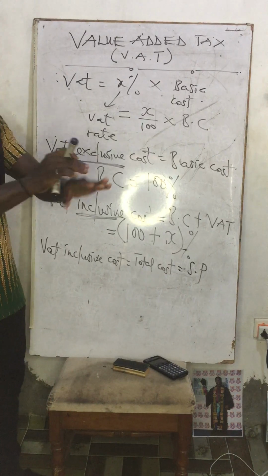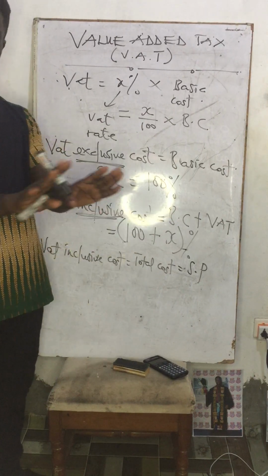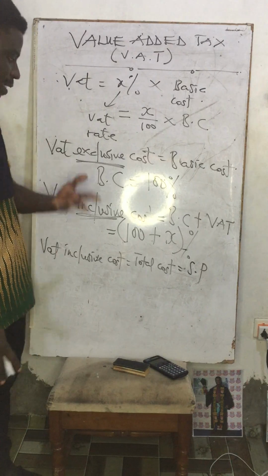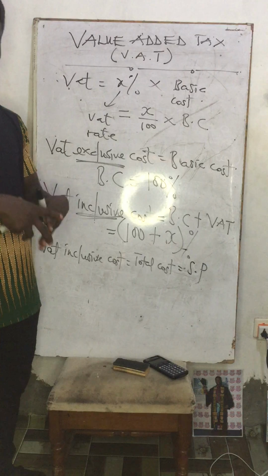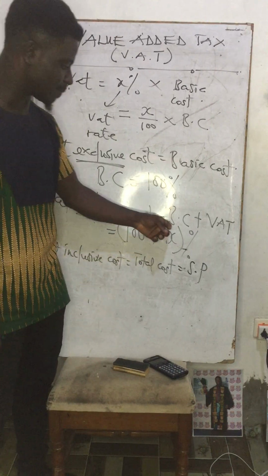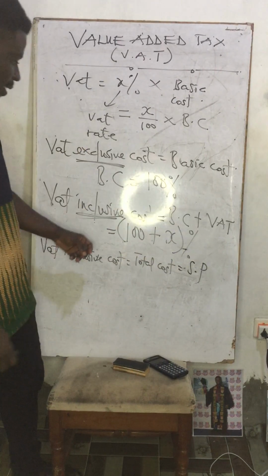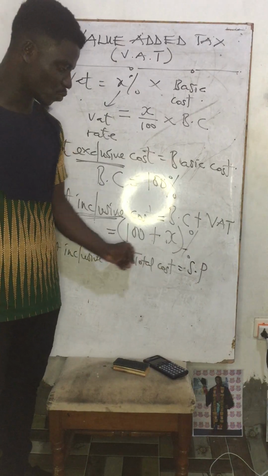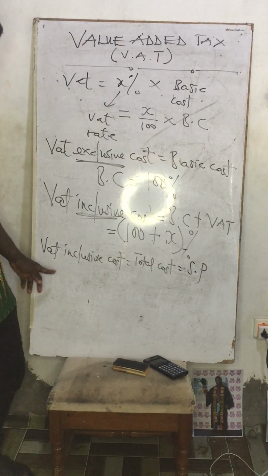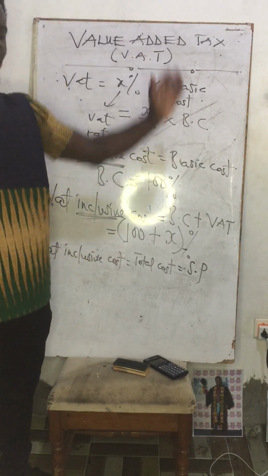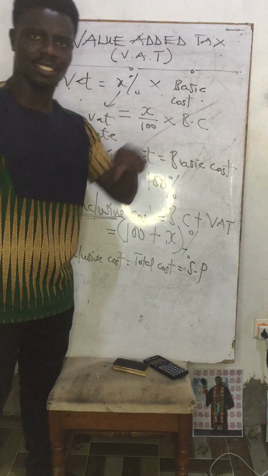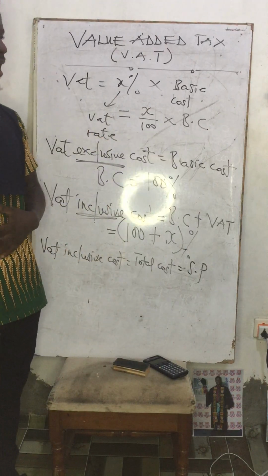That's why we are saying that if there is no VAT added, then it is referred to as the basic cost. And VAT inclusive cost means that there is VAT inside, so it is the basic cost plus the VAT, and this is 100 plus X percent. Also we can say that VAT inclusive cost is the same thing as the total cost, which is the selling price of the item.